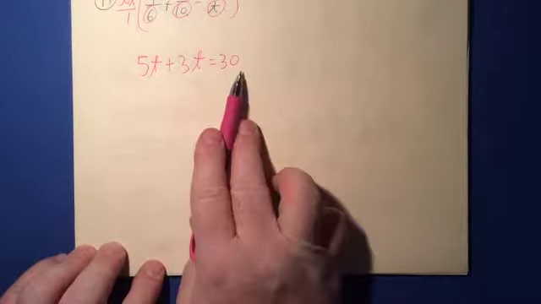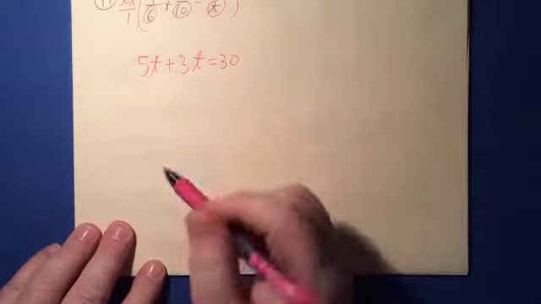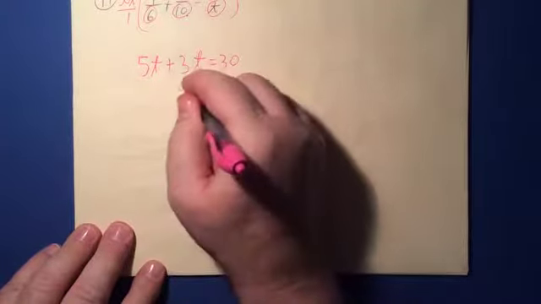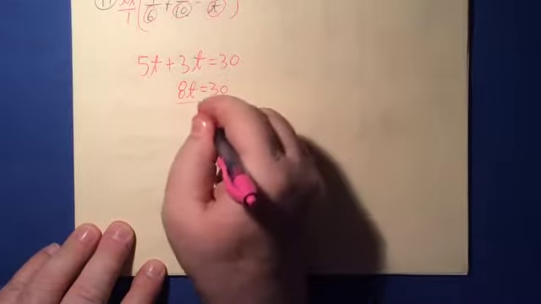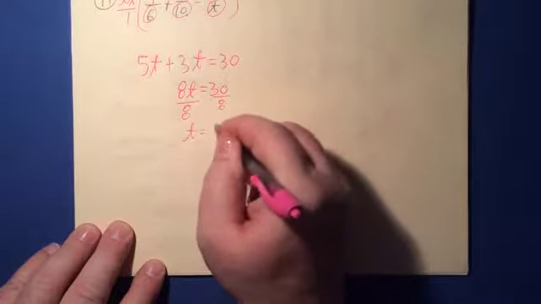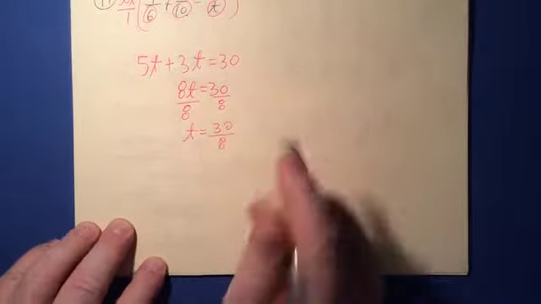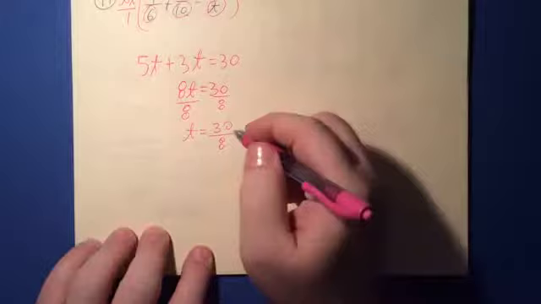Now we have 5t plus 3t equals 30. So simplifying this, we combine our like terms to come up with 8t equals 30. And then dividing both sides by 8, we get t is equal to 30 over 8. We can't leave the answer in this form. We've been simplifying rational expressions. Certainly, we can simplify this.